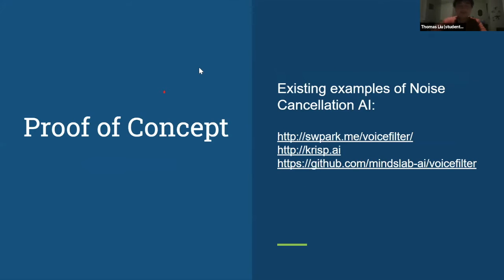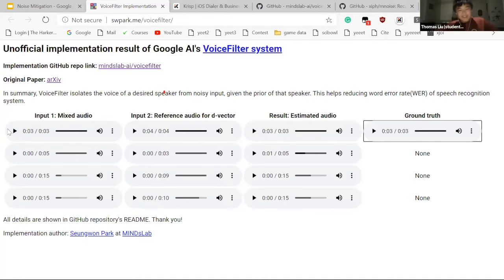So we have two proofs of concept, which are Krisp.ai and the AI that focuses on human voice, and we prepared some samples. So for instance, this is the AI that focuses on human voice.